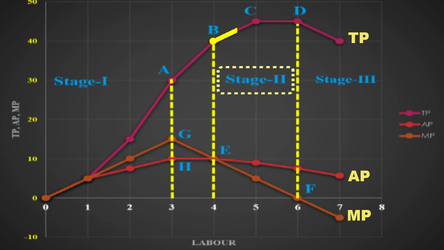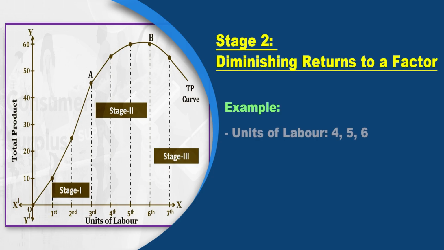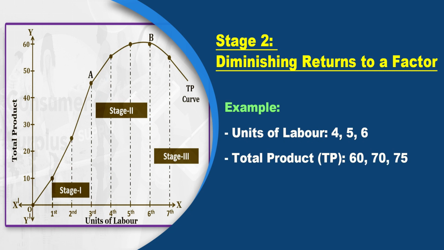The total product curve in this stage is observed to be rising but at a diminishing rate or a decreasing rate. The marginal product curve slopes downwards but remains above 0. The average product curve also slopes downwards. For example, now the units of labor have increased to 4, 5 and 6.